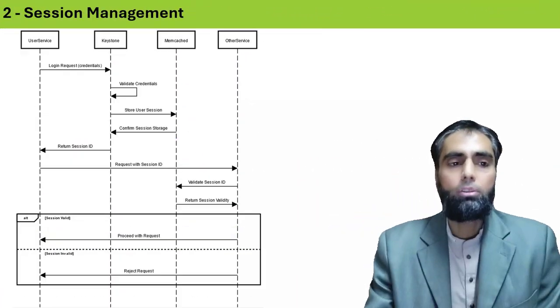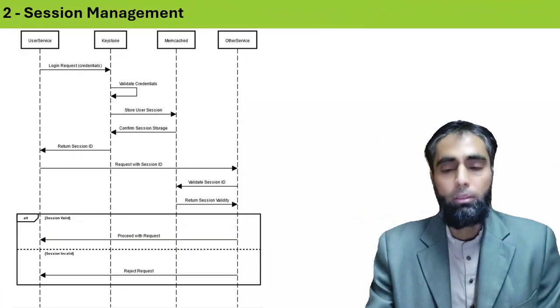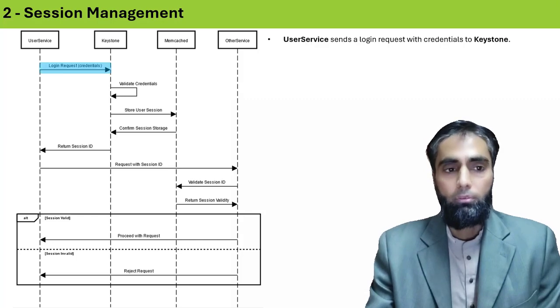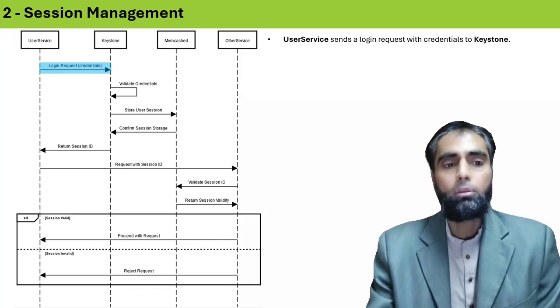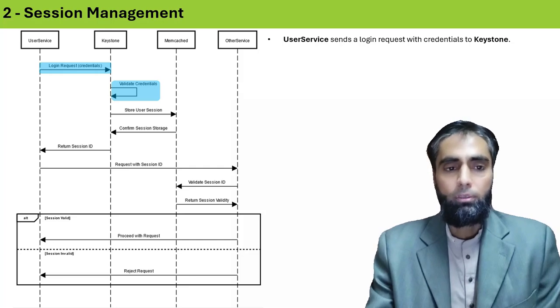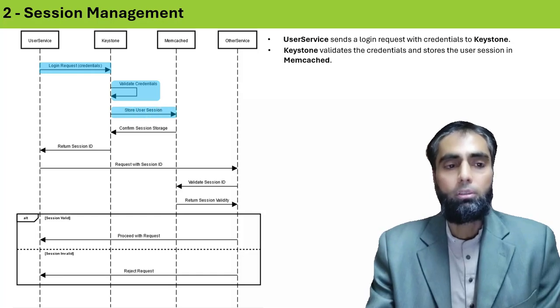We have also discussed the session management. In the session management, when a user service makes a request with the credentials, the user request has certain credentials that need to be sent to the Keystone service. Then Keystone validates those credentials and stores the user session information into the memory of the Memcached, and it also confirms the session to Keystone, which then sends the session ID to the user or to the user service which has made the request for the session.